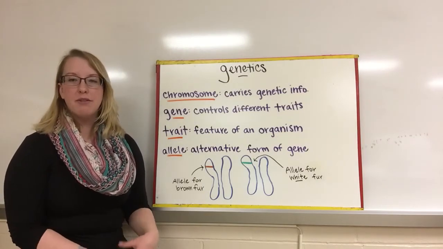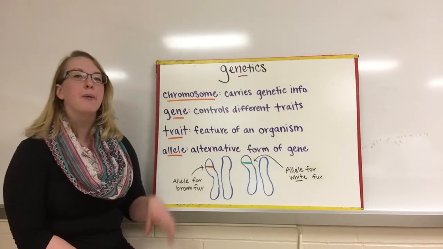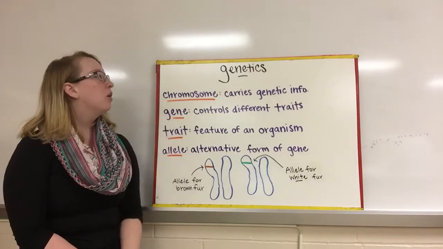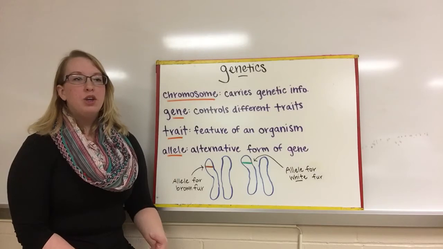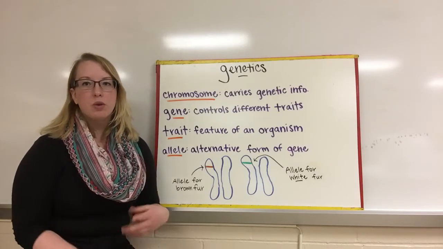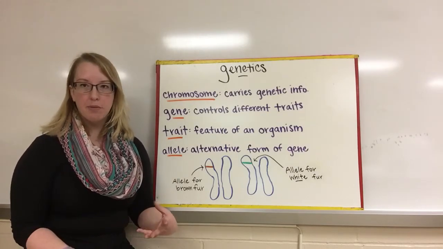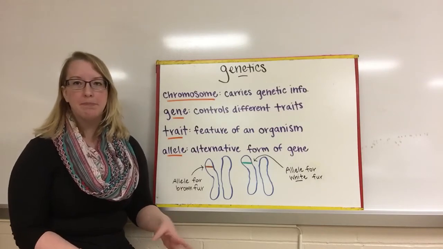So to start out, I have a few terms to talk to everybody about. The first one is chromosome. Chromosomes carry the genetic info for an organism. Humans have 46 chromosomes, or 23 pairs. Half are from your mom and half are from your dad.